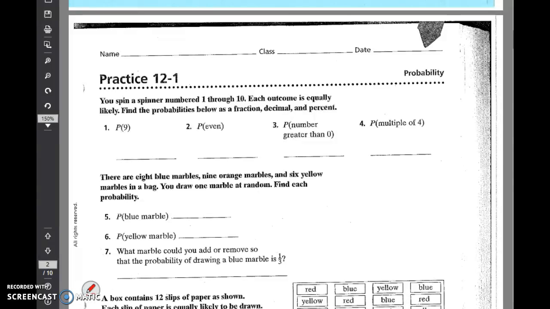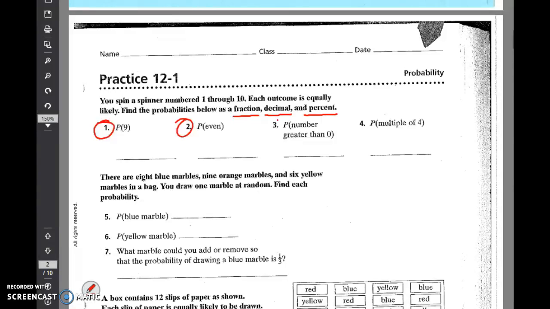You spin a spinner numbered 1 through 10. Each outcome is equally likely. Find the probabilities below as a fraction, a decimal, and a percent. And your choices will be listed in the Edpuzzle world. Be sure to read carefully and look at the choices before choosing. You will be doing question 1, followed by question 2.